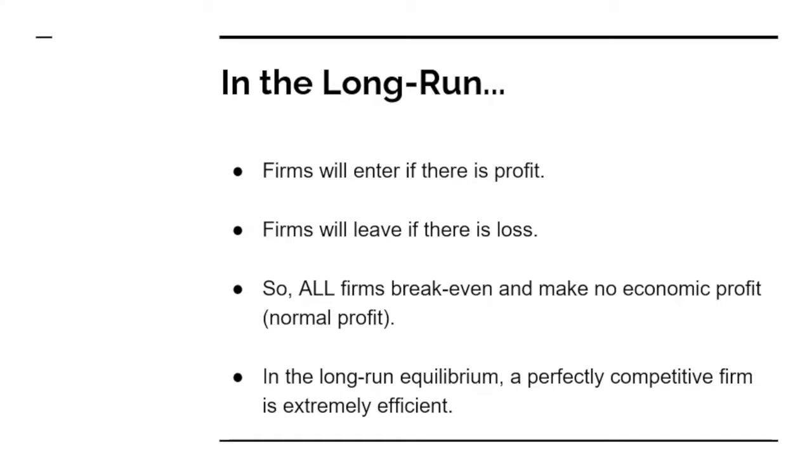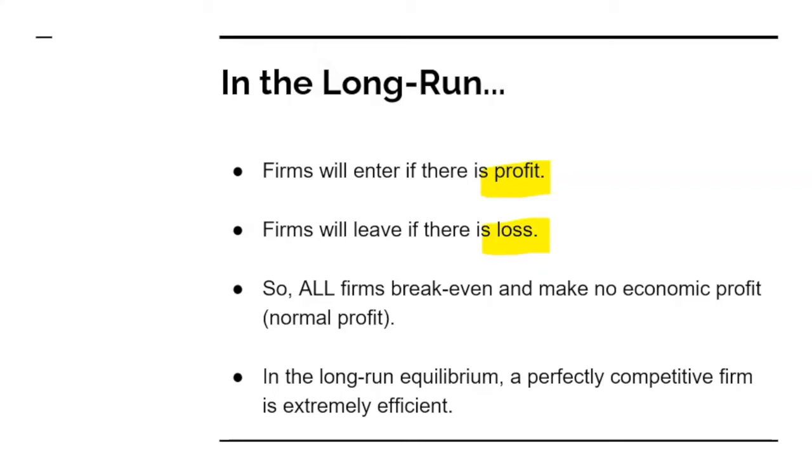The reason why firms are able to enter or leave if there's a profit or loss is something that we talked about in our last video. It's the fact that one of the characteristics of a perfectly competitive firm and market structure is that there are very low barriers to entry. So if a firm is making a profit, what are other firms going to do? Well, other firms are going to enter. What happens if a firm's making a loss? Well, other firms are going to leave.